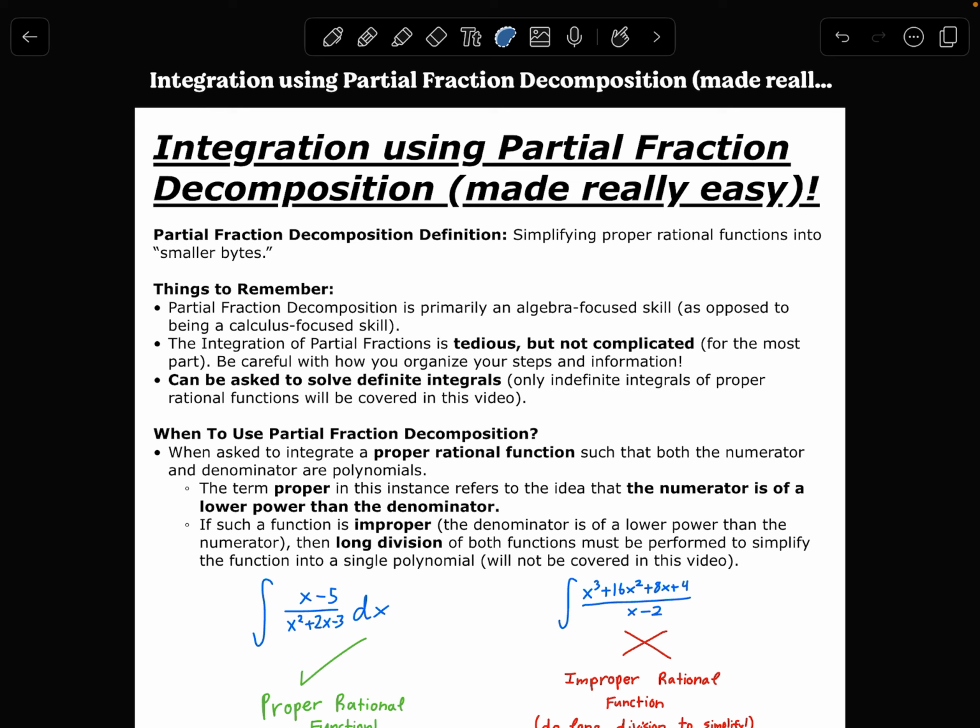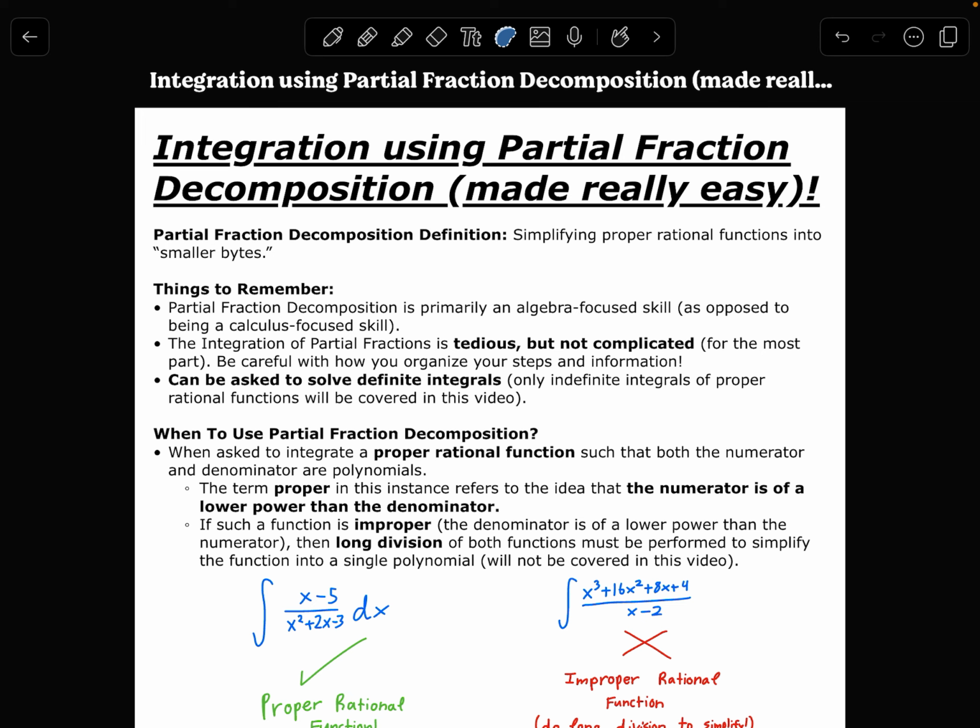I'm going to be making a video on integration using partial fraction decomposition, but I'm going to be going a bit more into some tips and tricks when doing partial fraction decomposition, some of the things to remember while doing it, and overall just ensuring that you watching this video can gain a cohesive understanding of how exactly and when exactly to do integration using partial fraction decomposition.